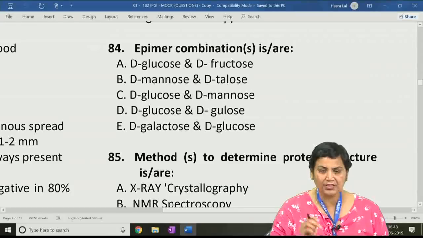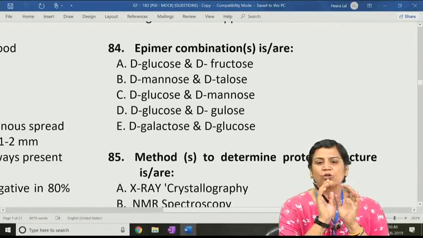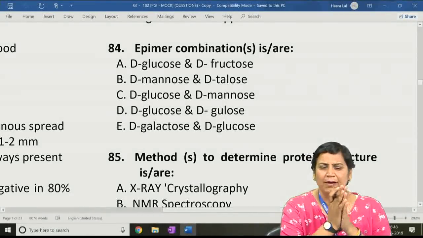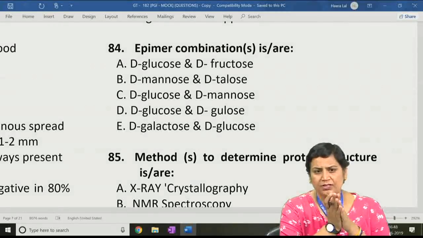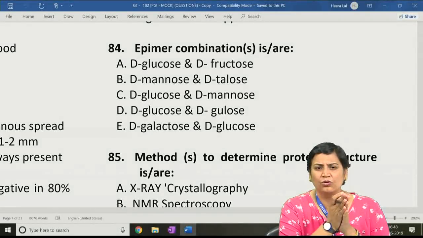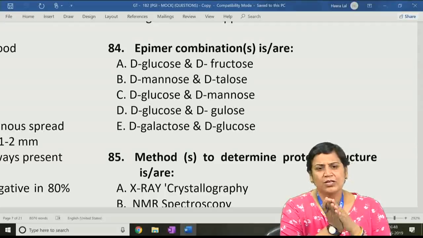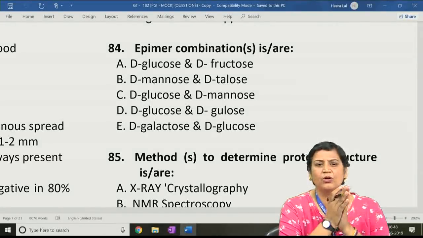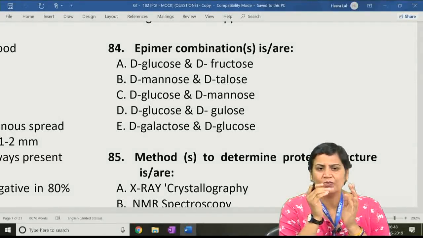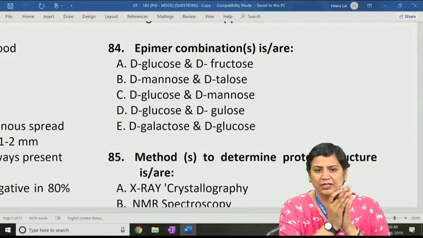Now let's look at the options. D-glucose, D-fructose. Glucose and fructose are linked as isomers. Mannose and tallose, isomers. Glucose mannose, epimer. Glucose glucose, no. Galactose and glucose, epimers. So the epimer combination is option C and option E.